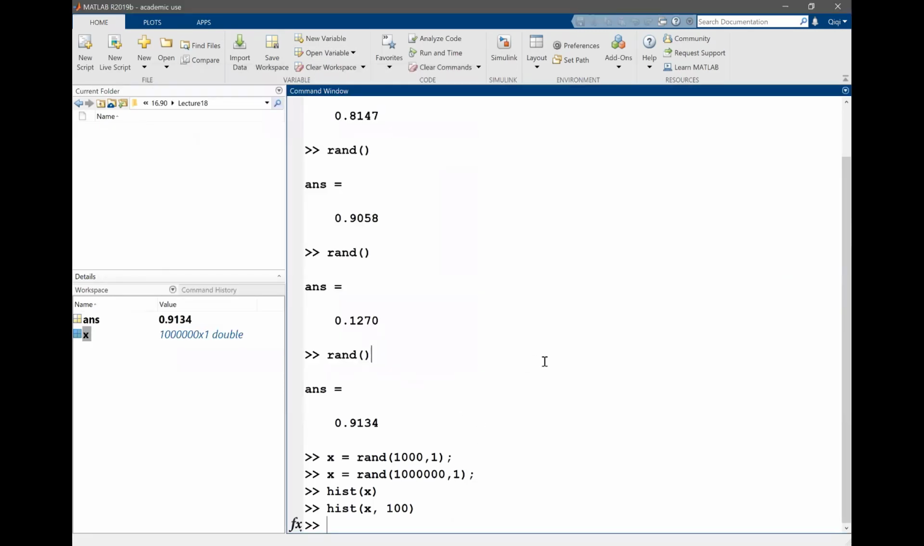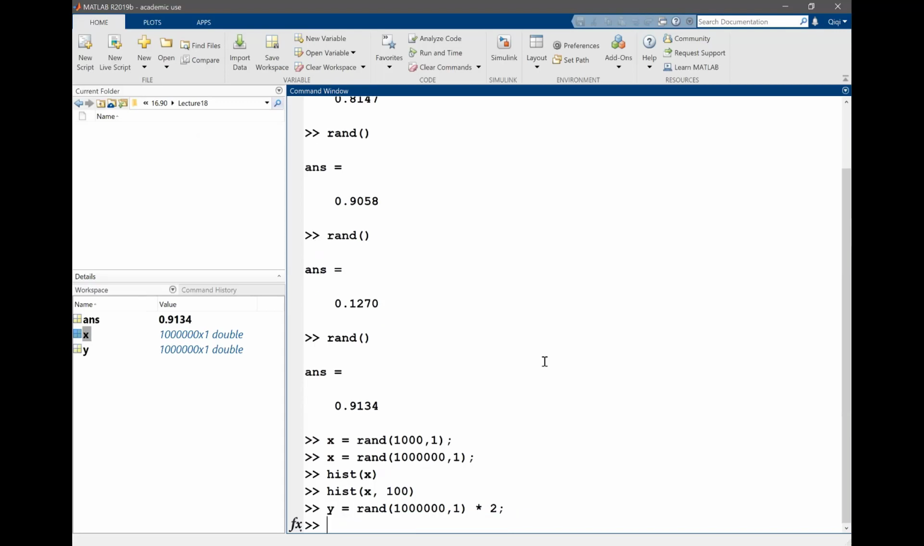right? So we are going to sample another y that's random, the same length as x, and we want to multiply by 2 so that we're going to be stretching the distribution from a uniform 0, 1 into a uniform 0, 2 distribution. Make sense?